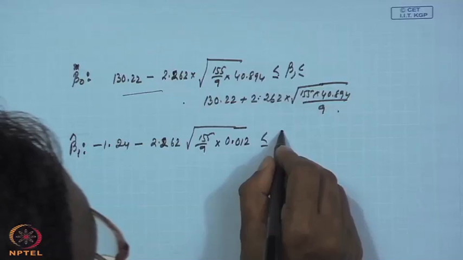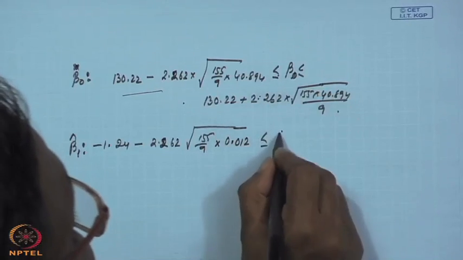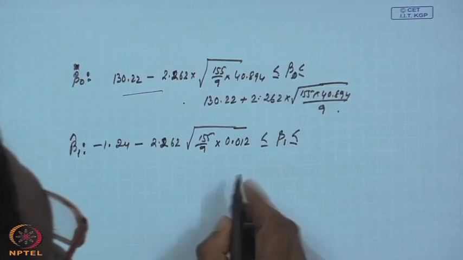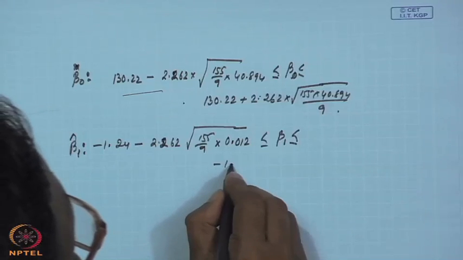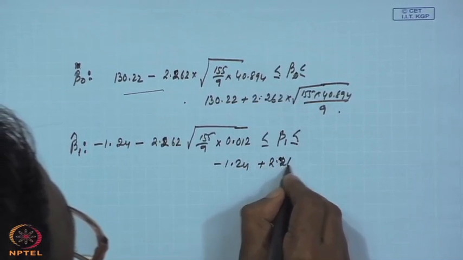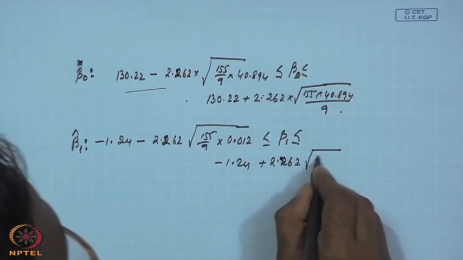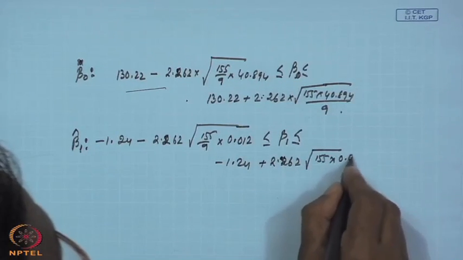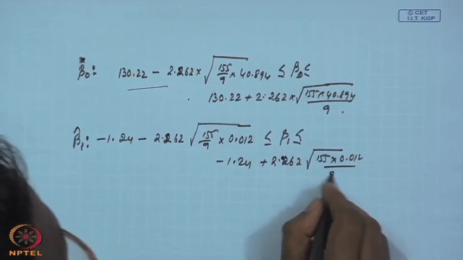less than or equal to, here it is beta 0, the second one is beta 1, less than or equal to minus 1.24 plus 2.262 square root of 155 into 0.012 by 9.